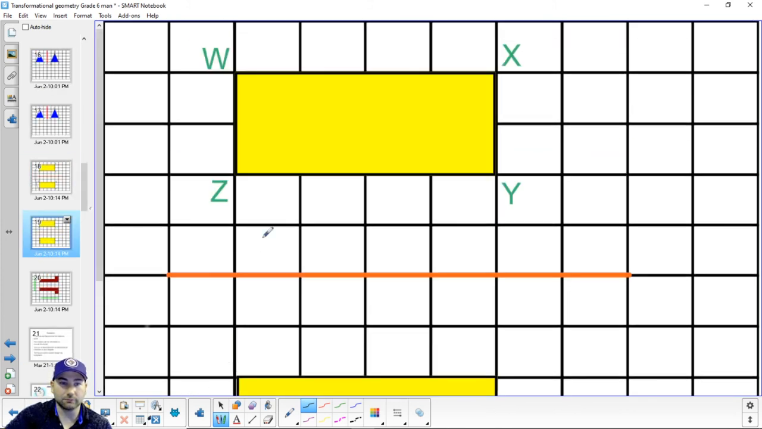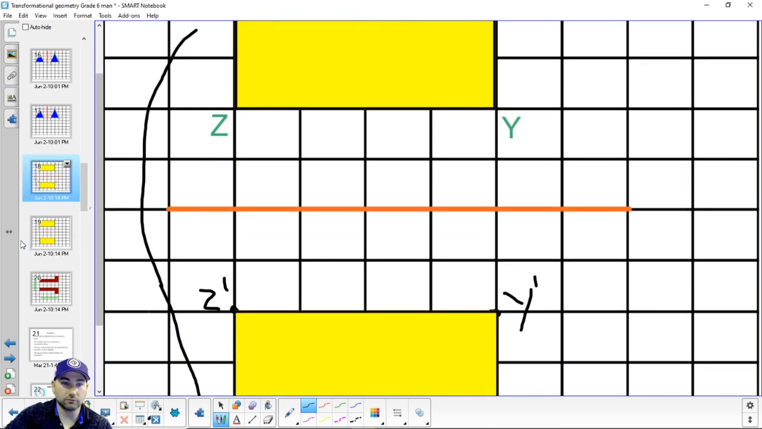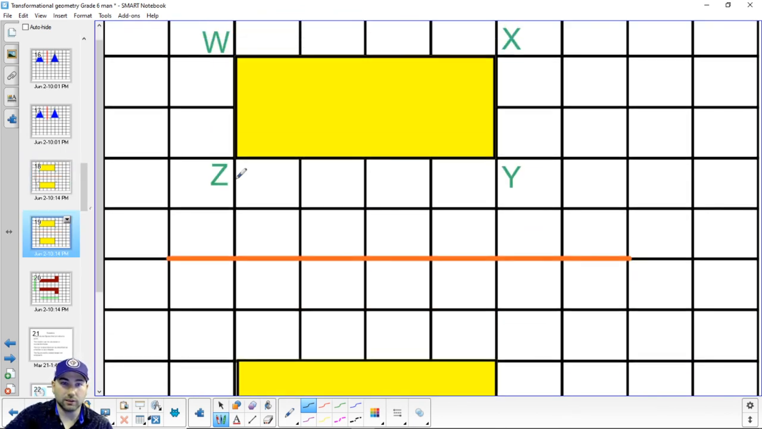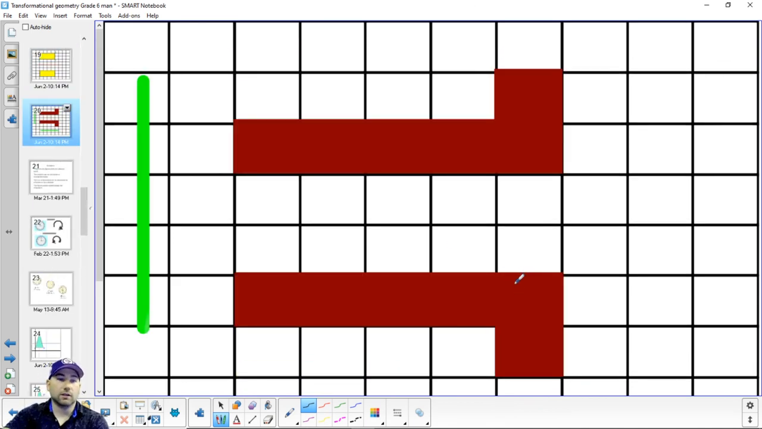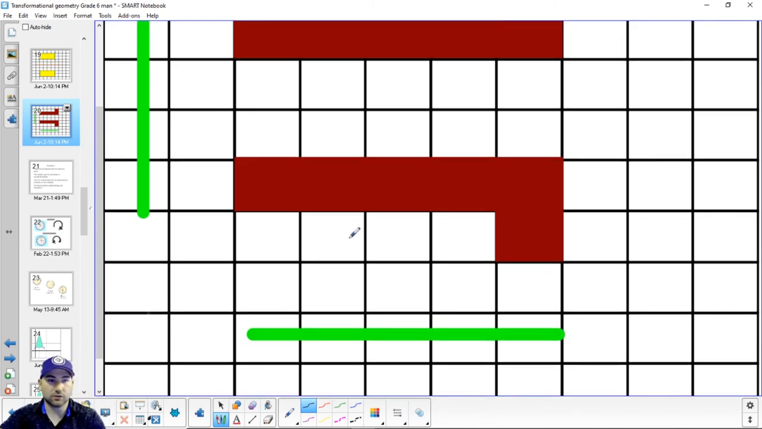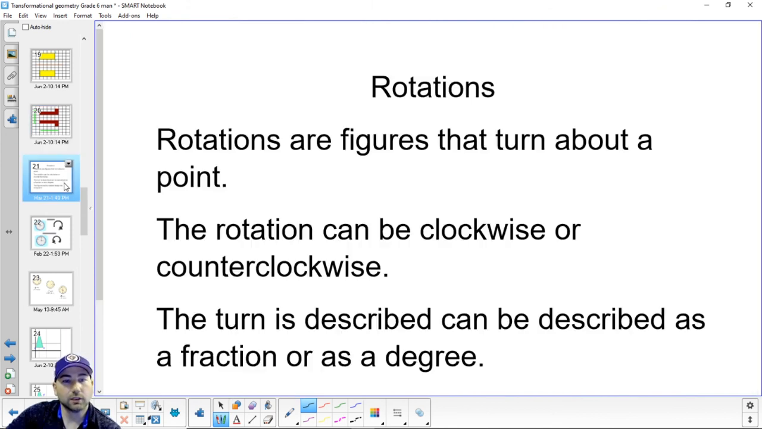Let's see if I got that right. I did, except it doesn't give me the letters, but yes, I got that right. And then of course, this is a double reflection. This is tricky, so I'm going to actually skip that one.